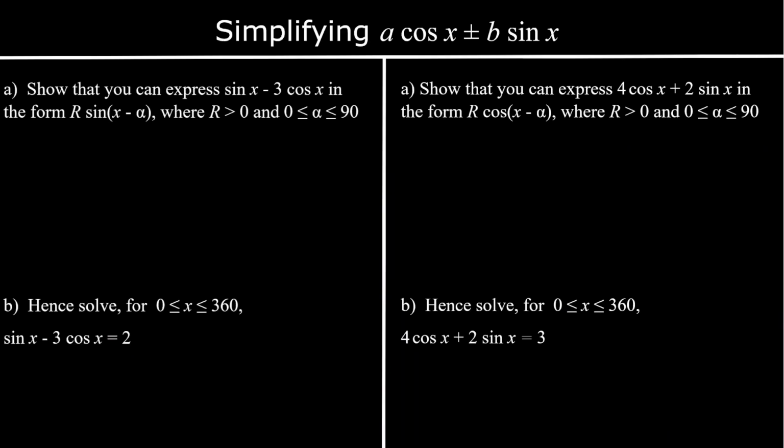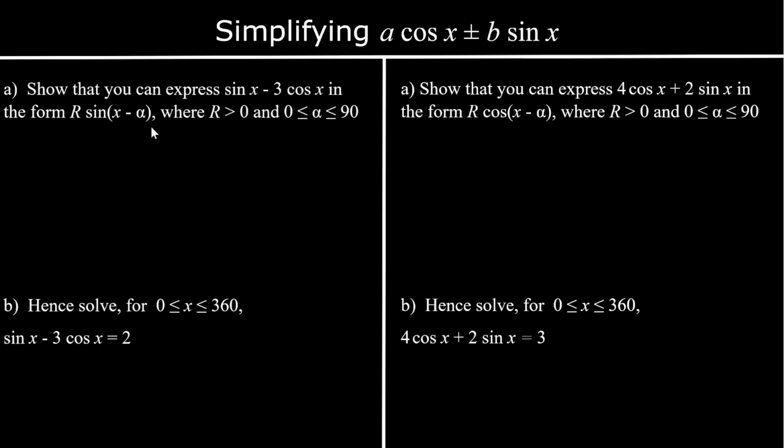In this question, we are going to write our expression in the form r sine x minus alpha, and then we're going to go on to solve it. Writing it in this form is useful for solving it. It's difficult to solve sine x minus 3 cos x equals something. If you put it in the form r sine or r cos, we can do that easier.